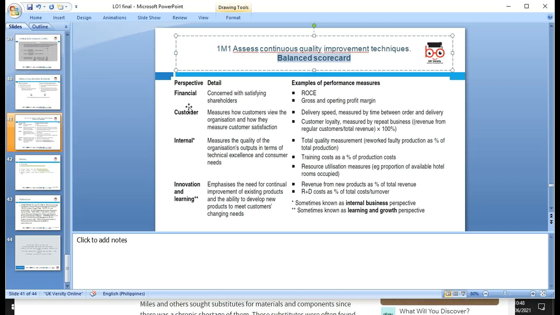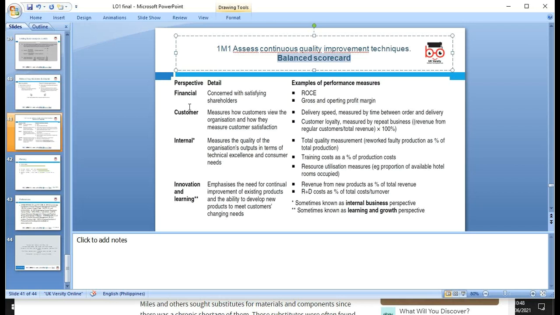Innovation, we look at as well, and that means bringing in the latest technology and reducing the cost. So these are the perspectives, and this is continuous improvement. The balanced scorecard model we can use towards continuous improvement. Any question? No, it's fine.